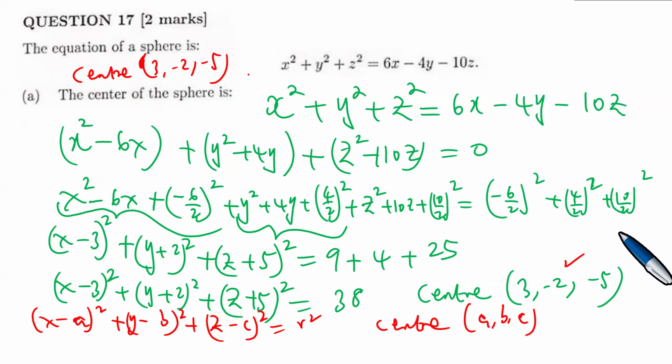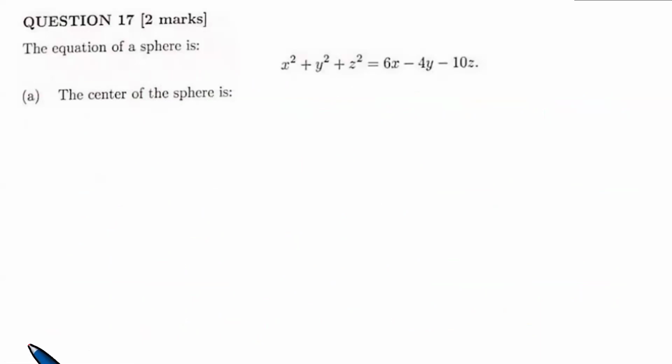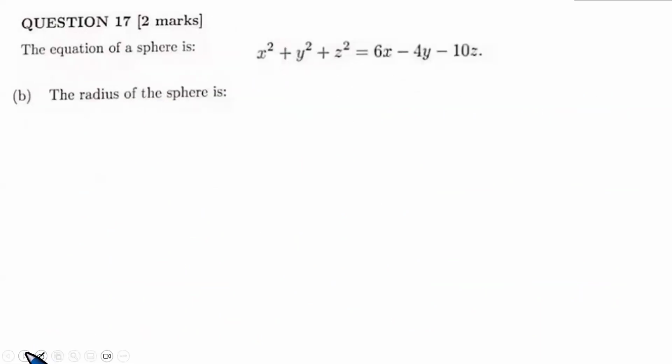Right, remember that the recording is going to be sent to you. The next point. What is the radius of this sphere? Please find the radius quickly. What is the radius of the sphere?